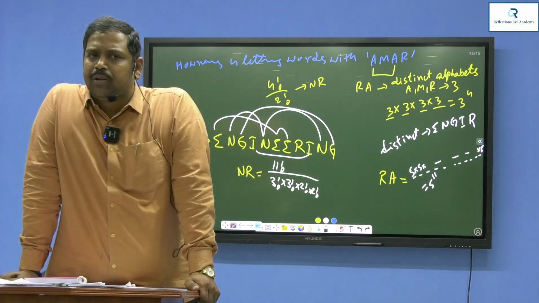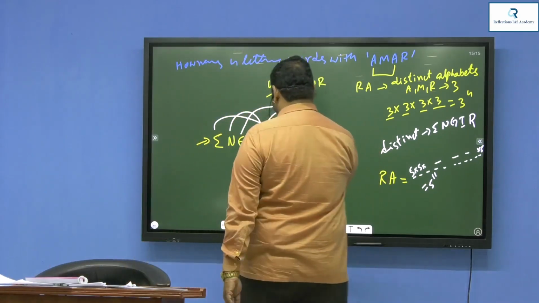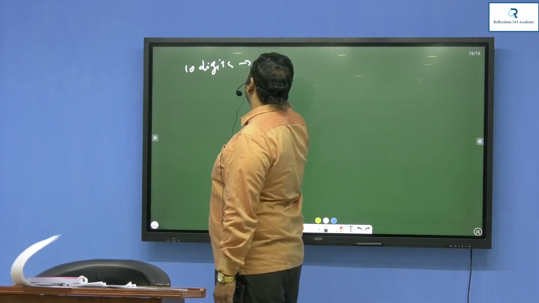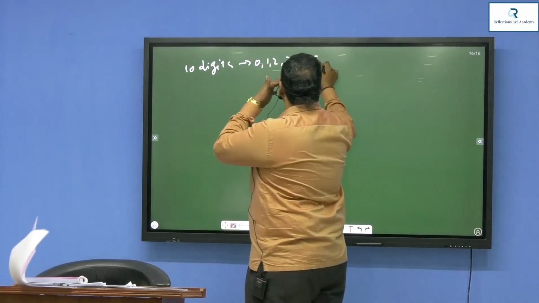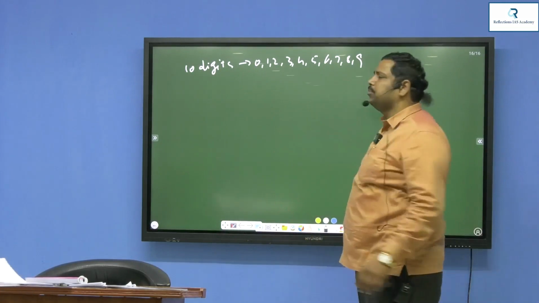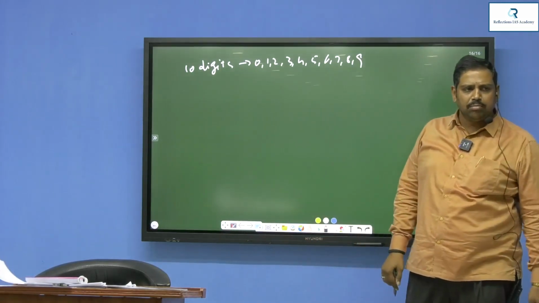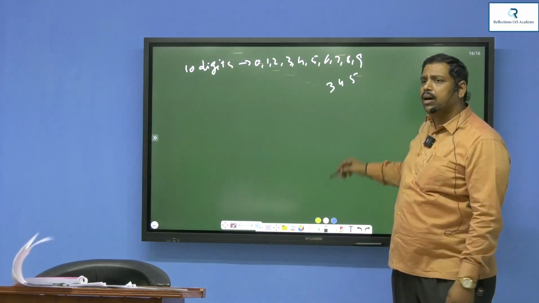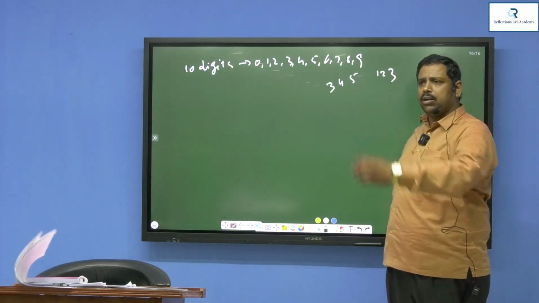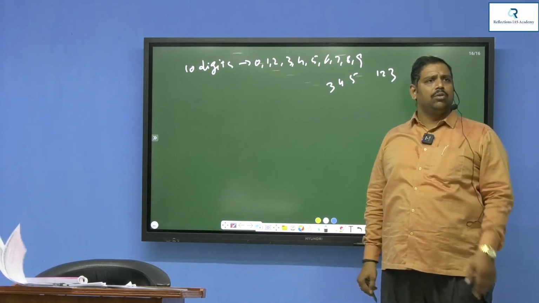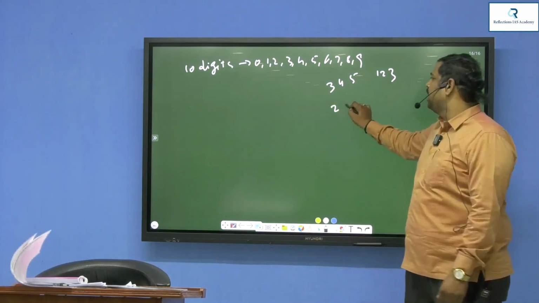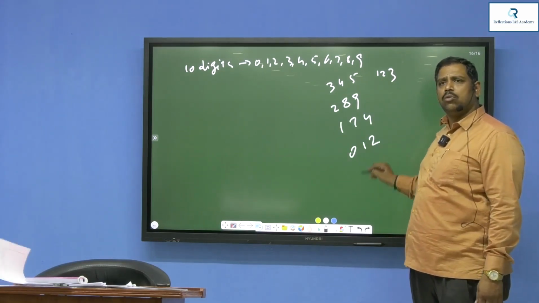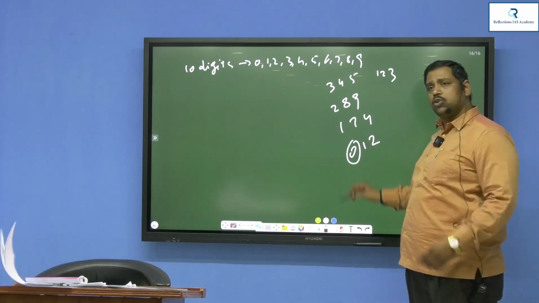All we have. Suppose I have 10 digits, sir. How many digits I have? 10 digits. What are they? 0, 1, 2, 3, 4, 5, 6, 7, 8, 9. Right or wrong? Give me one 3-digit number. 3, 4, 5. You give me one 3-digit number. 1, 2, 3. Good. Tell me, is it a 3-digit number or not? 289. 174. 012. Oh, first place should not be occupied by 0.